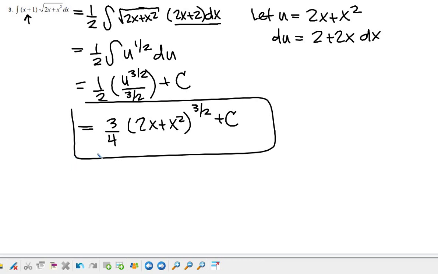No, that's not 3/4. So it'd be 1/2 times 2 over 3. Sorry about that. I'm trying to rush, so the 2's cancel out and leave me with 1/3. Okay.